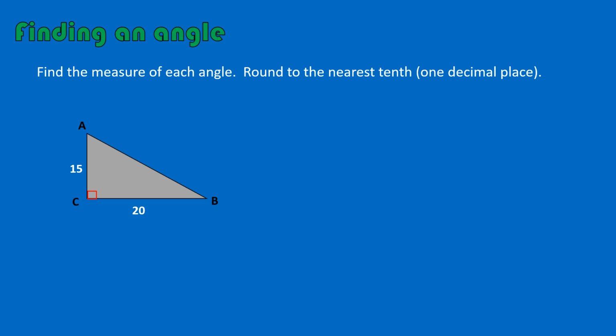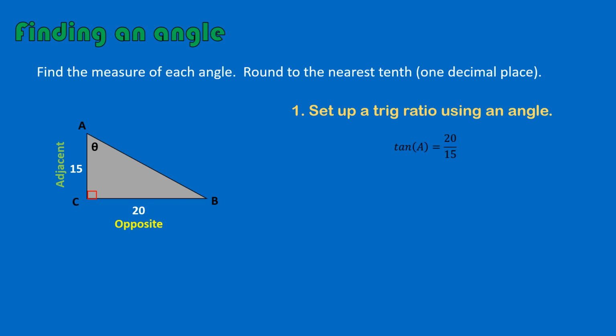Let's look at angle A, and you can pick any angle, A or B. We know that we can't use C because that's the right angle. But for this problem, let's just use angle A. So I'm going to label these opposite and adjacent because those are the two sides that have lengths. Opposite and adjacent means I want a tangent ratio. That's the first step here. Set up a trig ratio using an angle. So tangent of A equals 20 over 15.